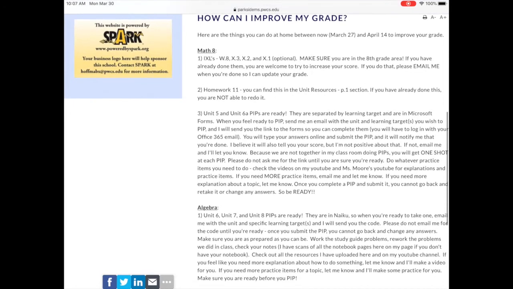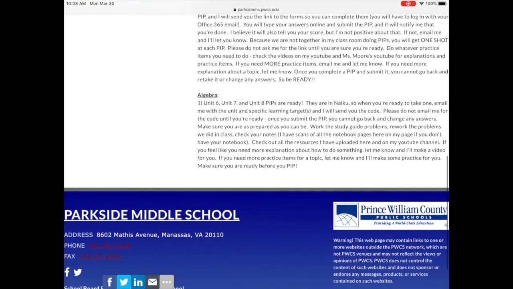The top section is for Math 8. That's pre-algebra, periods 1 through 4. And you can see there are 3 things here that you can do. 1 is IXLs. 2 is homework number 11, which you can find in the Unit Resources P1 section. I'll show you that in a few minutes. And 3, the Unit 5 and Unit 6A PIPs. And there's this big long paragraph here with directions about how to access those. Please read that carefully.